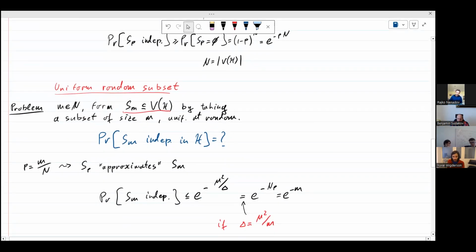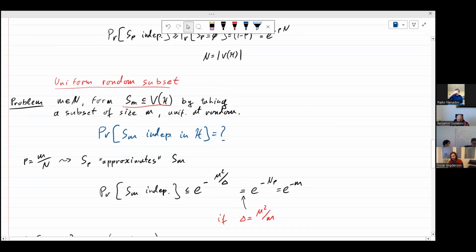We can get a good upper bound by just approximating S_m with S_p. So if we take p to be m divided by capital N, the number of vertices of my hypergraph, and now I choose every vertex independently with probability p, in expectation I have exactly m vertices. In reality, it's going to fluctuate a little bit around it, but it's concentrated enough that I can transfer the upper bound coming from Janson's inequality. So I get the same thing as before, that the probability that S_m is independent is at most e to the minus mu squared divided by delta.